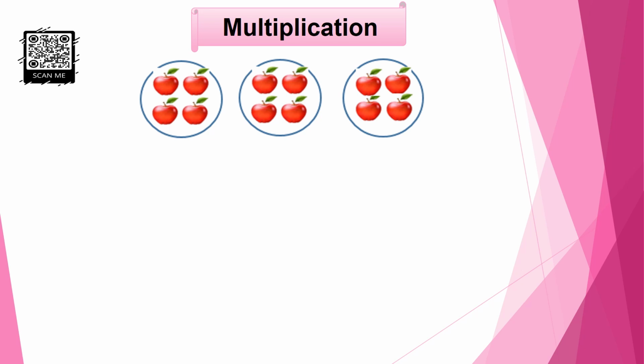Multiplication means repeated addition. It's a different way to know the total, a different strategy from repeated addition. Okay? If I have here 3 groups of apples, the total apples here, how many groups? 3 groups. In each group, how many apples? 4 apples. So I have here 4, 4, 4.